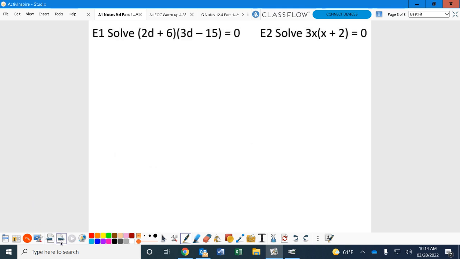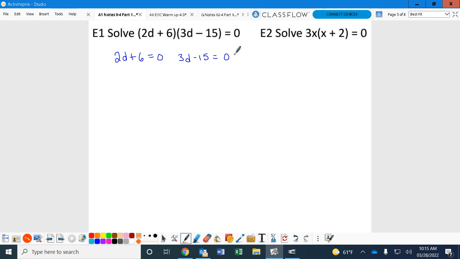Here we go. So starting off with, we have a problem that has already been factored. They have already done all the hard work for you. It is a multiplication problem. In order for it to equal 0, either 2d plus 6 is going to have to equal 0, or 3d minus 15 is going to have to equal 0. One of those two things is going to have to be true. Right? Not both. Just one of them. So you could have either or. You're going to have either one of those answers. So all we need to do is solve those equations.